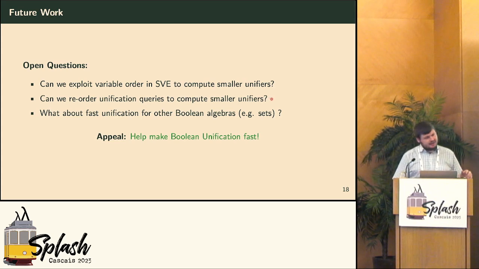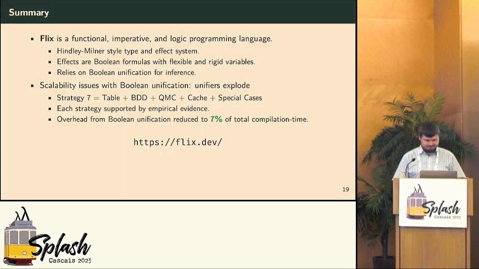The other thing is sometimes we actually know several of the queries up front, so could we solve them in a different order and increase performance? Right now, interestingly, the syntax-directed order works best, so descending into the AST and then starting from the roots and going up. And finally, all of this has been done for Boolean formulas, but what about other Boolean algebras, for example, set formulas? So if you're interested in these things, come help make Boolean unification fast.